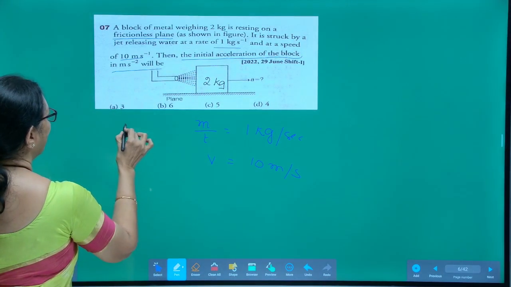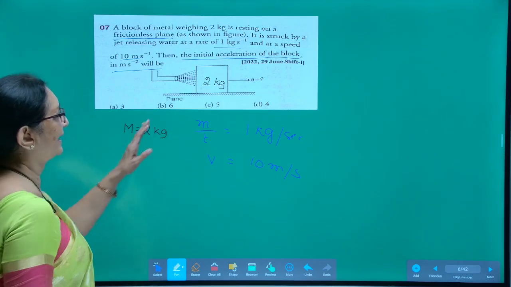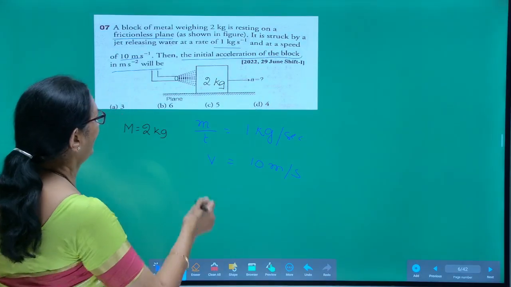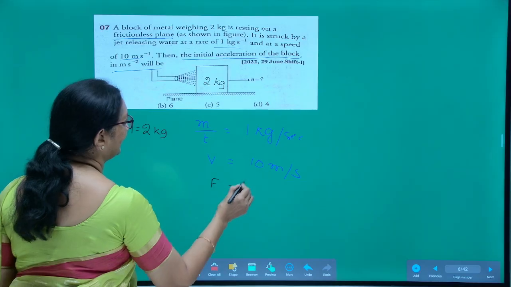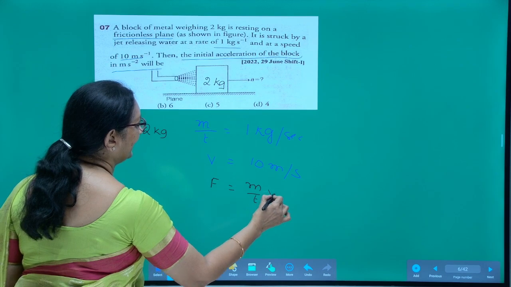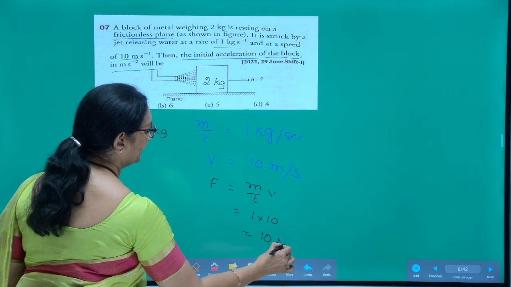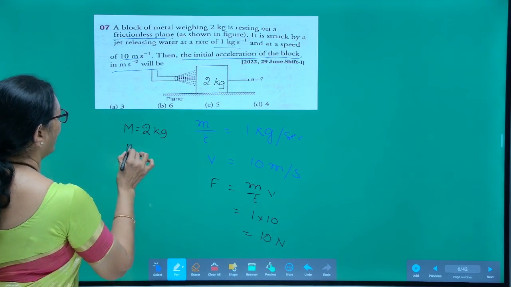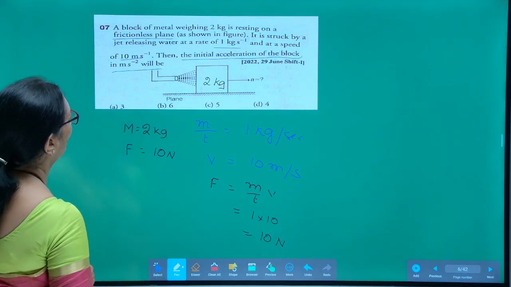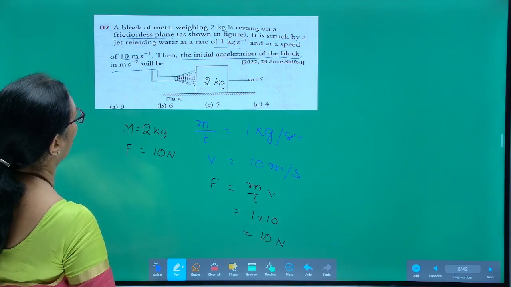Look here, the mass of the block is 2 kg. So, water strikes the block with a velocity v at that rate. So, the force exerted by the water jet on the block is m by t into v, that is 1 into 10. So, this is 10 Newton. So, the force on the block is 10 Newton, mass is 2 kg. So, what is the acceleration of the block?